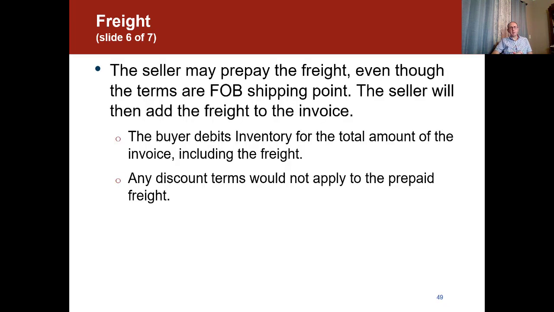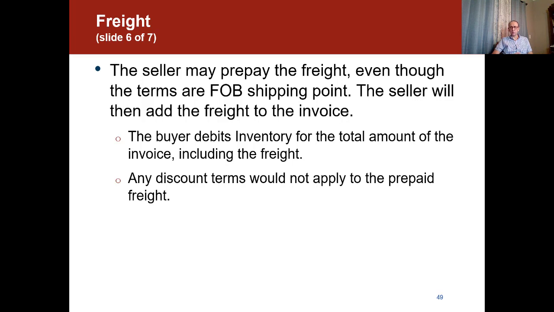So the seller may repay the freight even though the terms of the shipment are FOB shipping point. So in this case, the seller would then add the freight to the invoice. So even though the agreement is FOB shipping point, we still charge the buyer to pay us for this. So we actually prepaid for the buyer. And then we ask them to pay the full amount, including the shipping cost on the invoice.